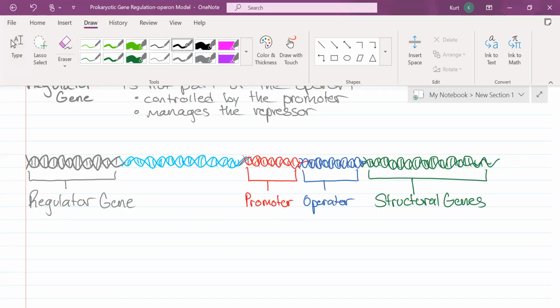And everyone, did I say everyone? Everyone, the promoter through the structural genes are the Operon. All right? That is the basics. We haven't gotten into the two different types of operons that you need to know. I'm simply drawing you the baseline.